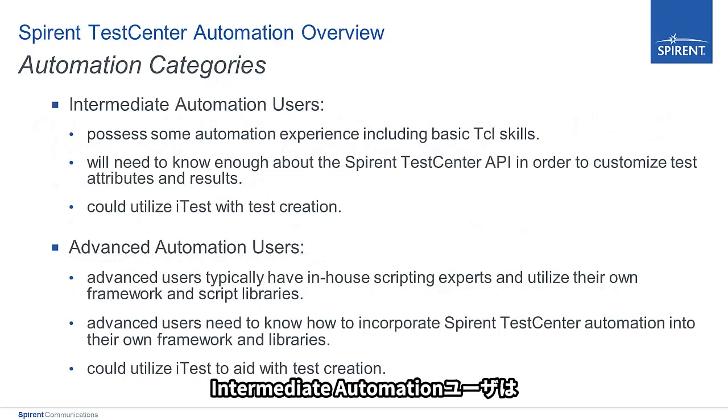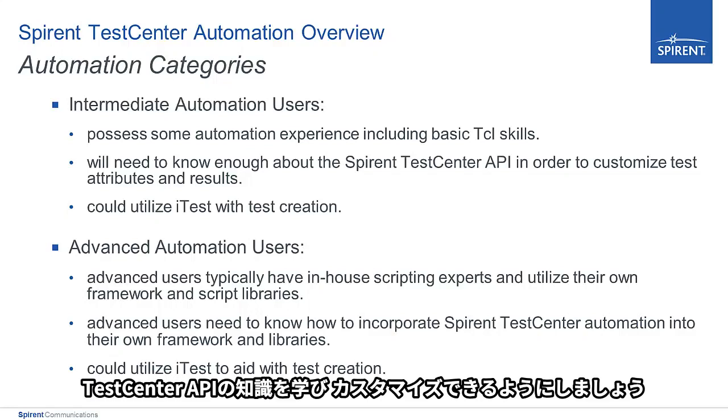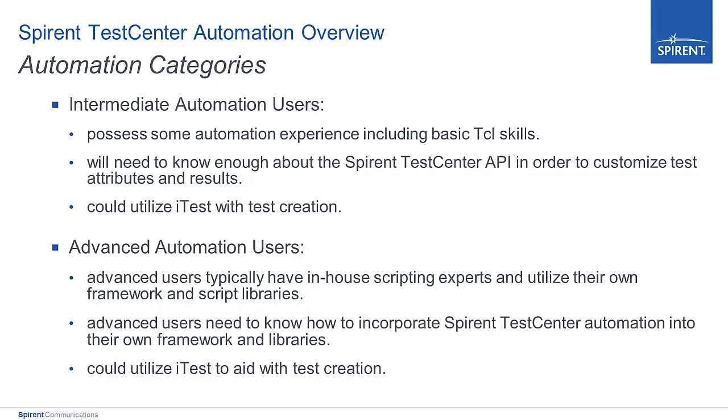As an intermediate automation user, you're going to possess some automation experience, including basic TCL skills. In this case, you will need to know enough about the Spirent TestCenter API in order to customize a pre-existing script that contains test attributes and results. Maybe someone created a script for you, or maybe you used the GUI to script option to create it, but now you want to go in and modify some things.